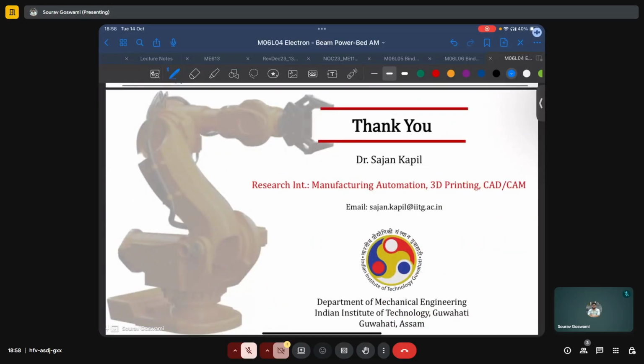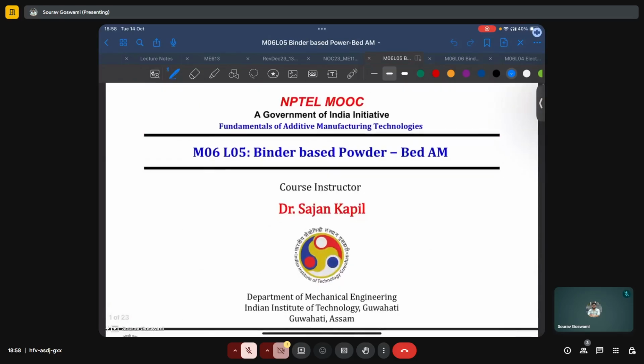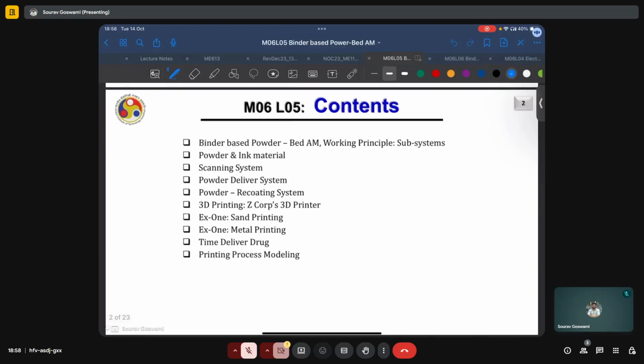And that was it for the electron beam based powder bed AM process. Now let us look at the binder based powder bed AM process. For this, we'll be looking at the working principles and subsystems, the powder and ink materials, the scanning system in binder based powder bed AM, the powder delivery system, the powder recoating system, some of the binder jetting based 3D printing technologies such as sand printing and metal printing, and then some very revolutionary and interesting, thought-provoking applications such as timed delivery of drugs and modeling of the printing process.